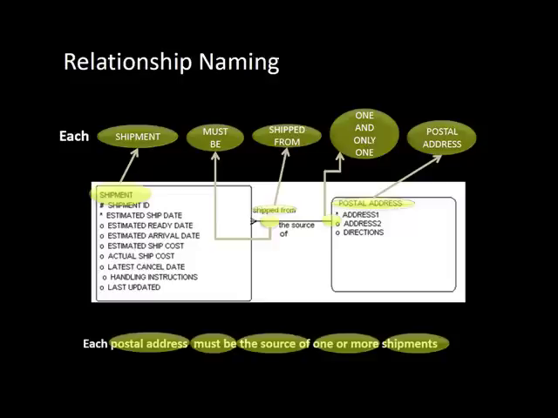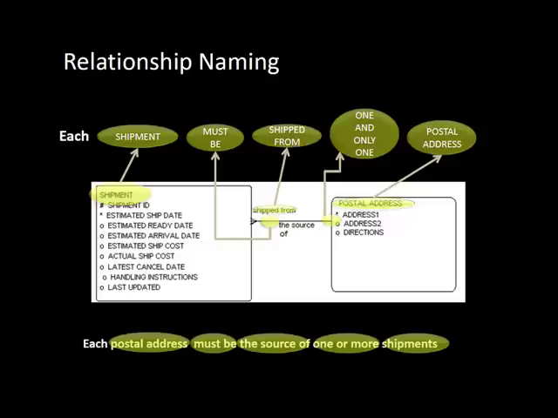Okay, similarly, you can read the bottom in a similar way, reading it in the other direction from postal address. See, each postal address must be, because of the solid line here, the source of, which is just the name of the relationship, one or more, because of the crowfoot, shipments, which is the name of the entity. The only thing we added here is the plural, to make it grammatical. Other than that, it's just spewed out. So we choose names in such a way that this sentence will be grammatical.